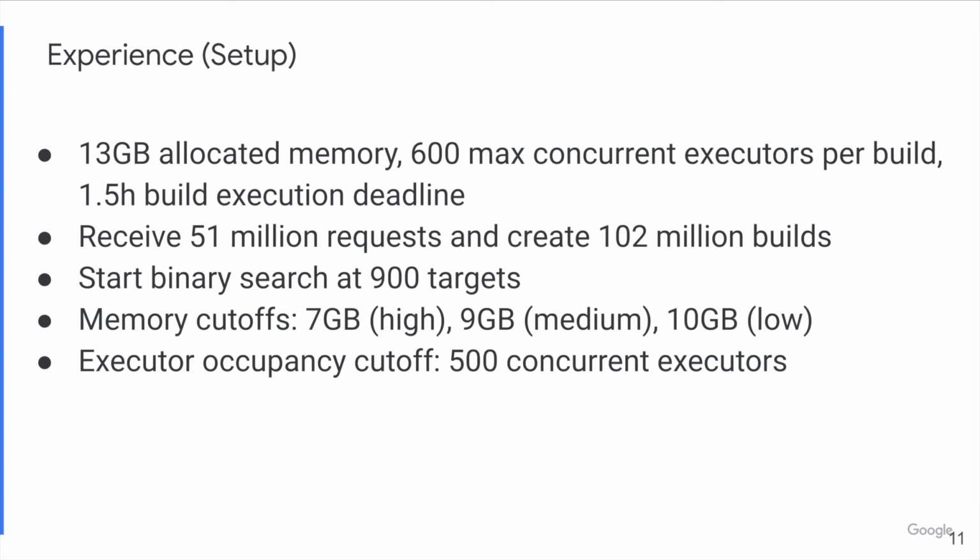We start our binary search at 900 targets. We set our memory cutoff to 7 GB for high priority build, 9 GB for medium priority build, and 10 GB for low priority build. We set a smaller memory cutoff for high priority builds because humans are waiting for those builds, and it's very expensive for a high priority build to run out of memory, and we have to retry. We set our executor occupancy cutoff to 500.